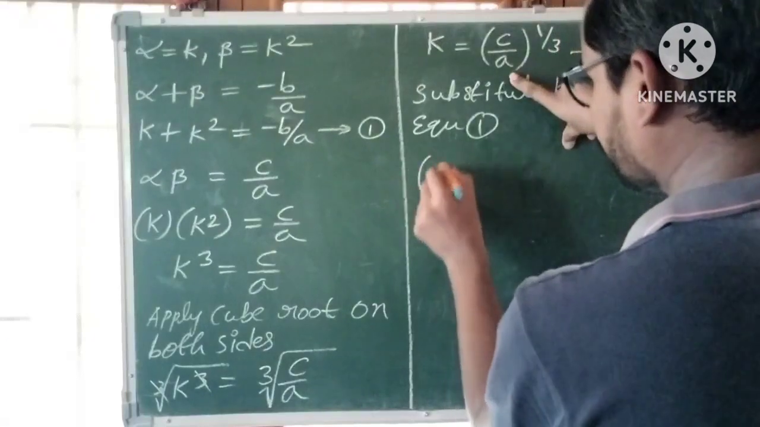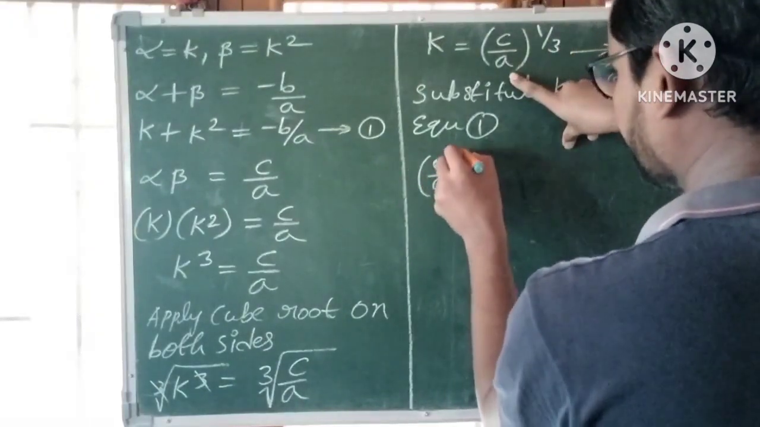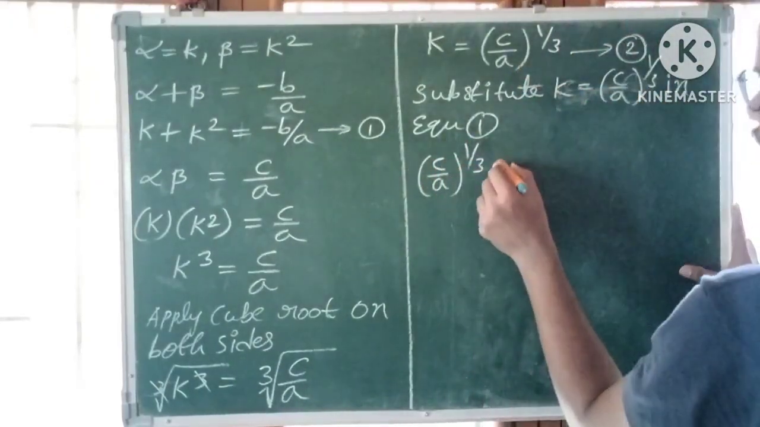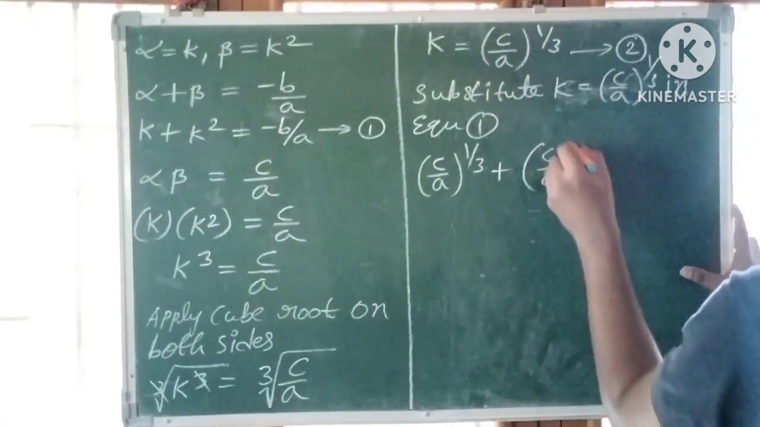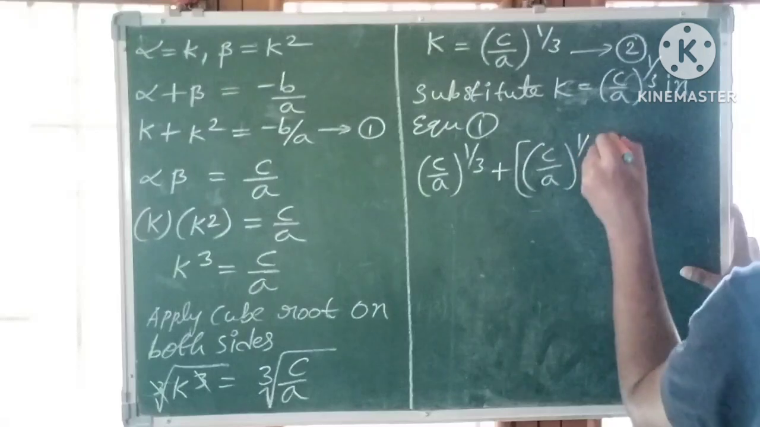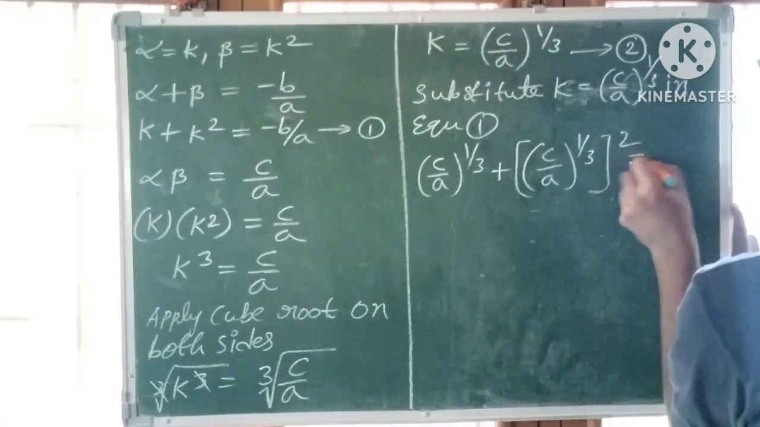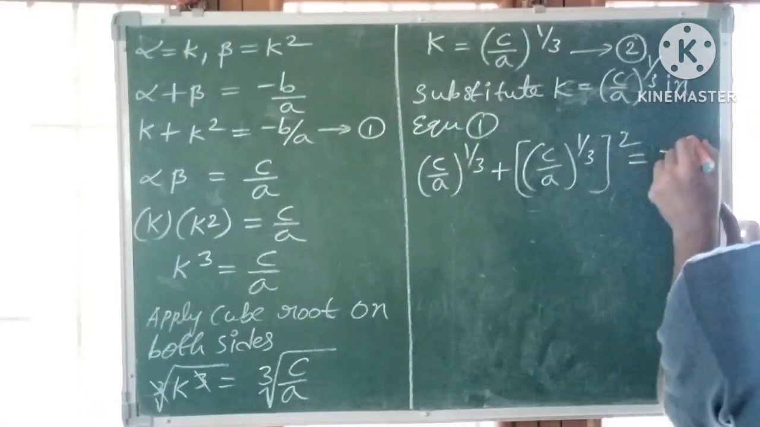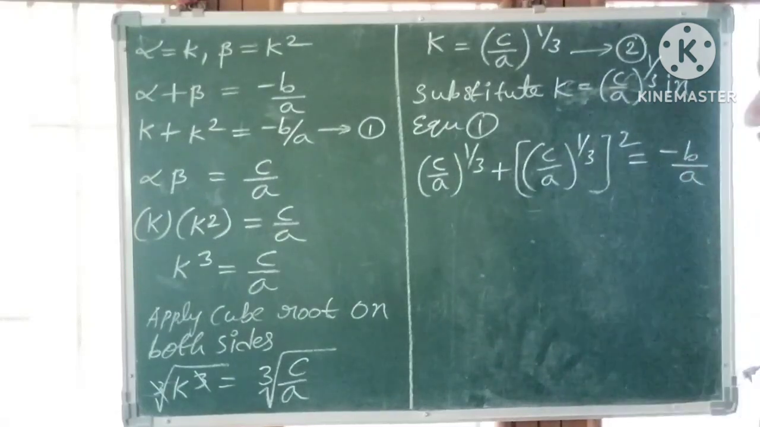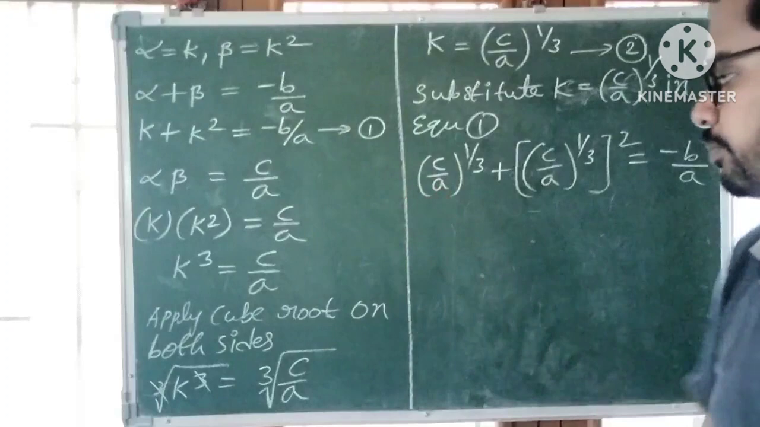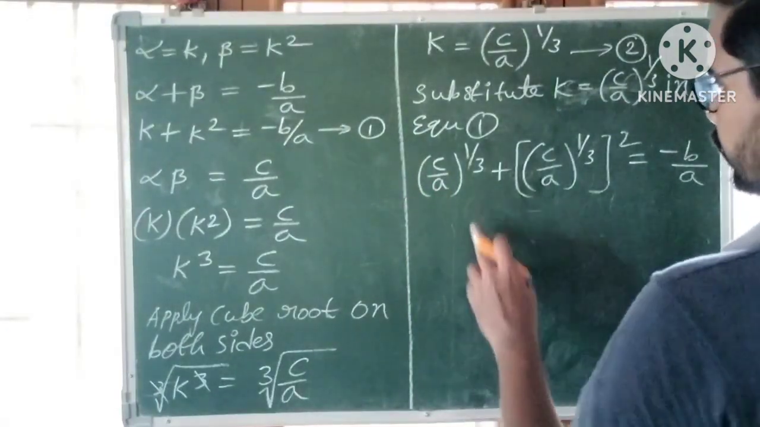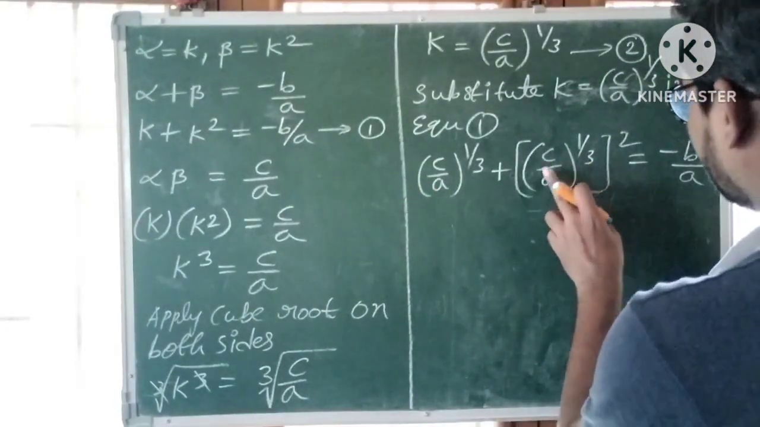So then what happens: in place of K, C by A whole power 1 by 3, plus K square means K value C by A whole power 1 by 3 whole square, is equal to, and what is the RHS? Minus B by A. That's all. Replace K by C by A whole power 1 by 3.